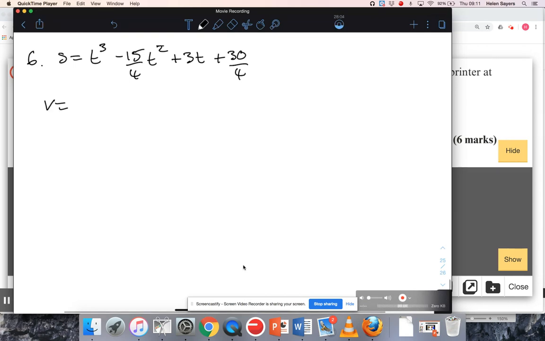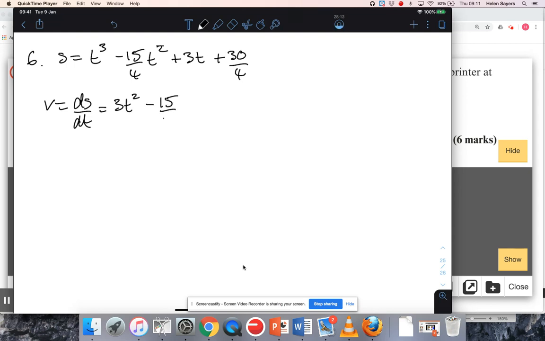Okay, so velocity is going to be the differential of that. So 3t squared minus, if I multiply that through by 2, it will become 15 over 2. 3t, oh, let's try that again. So the 3t will just differentiate to 3 and the 30 over 4 will differentiate to nothing.